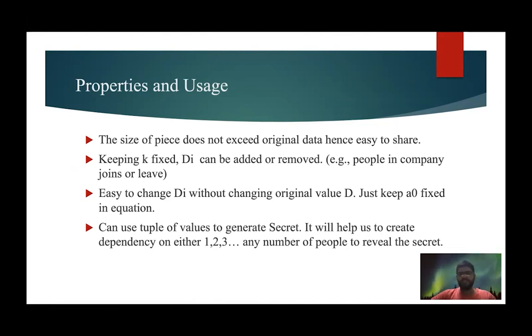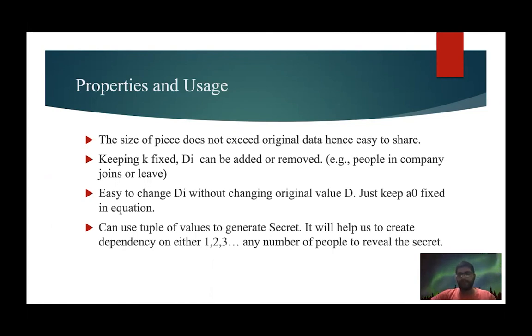So it's really easy with this particular piece of code. We can discard some values, we can generate new values anytime, and we can generate an infinite number of values. We can easily change the value of d without changing the original value. We just need to keep a naught fixed. A naught is our secret, which we will be keeping fixed, and it's in reference to the previous point that only if the secret is fixed and other values in the equation are fixed, new values can be added easily.